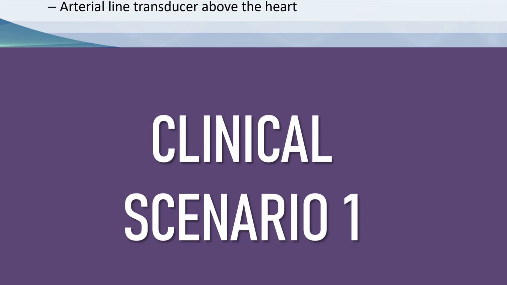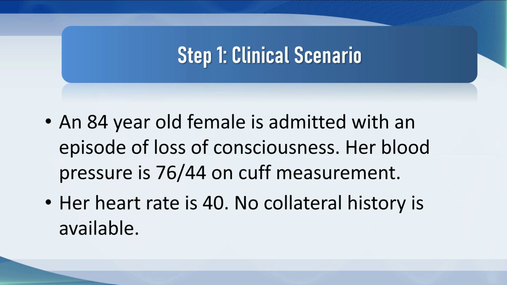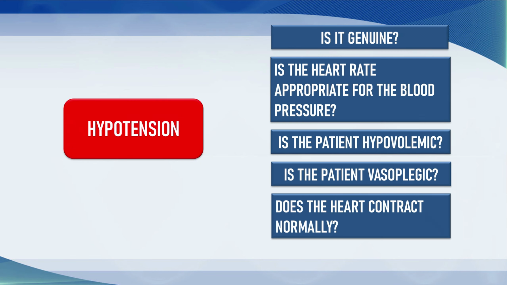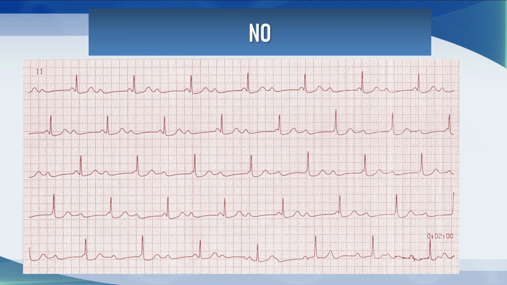Now let's look at a clinical scenario of a patient who actually is hypotensive. An 84-year-old woman is admitted with an episode of loss of consciousness. Her blood pressure is 76/44 on cuff measurement. The cuff is fitted correctly. Her heart rate is 40. No collateral history is available. So what we have here is a hypotensive patient. It seems to be a genuine hypotension. So the first question I always ask is, is the heart rate appropriate for the blood pressure? And the answer here is no. Her heart rate is 40.